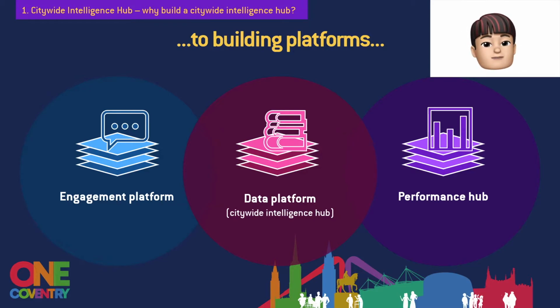We've done the same with the performance data. Instead of having performance information all over the place, we now have a performance hub in Coventry City Council where people can access guidance and dashboards all in one place. And in the middle is a data platform. And this is the Citywide Intelligence Hub. The idea is that instead of collecting metrics by different analysts and storing them in different ways, we've got one central platform where we collect all that data in one place and that we can reuse over and over again.